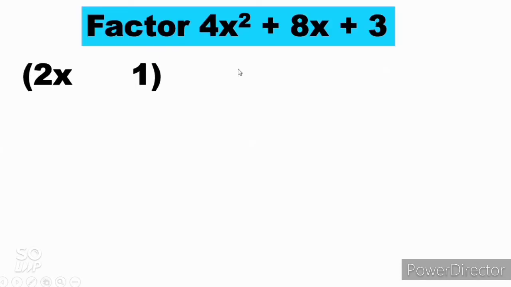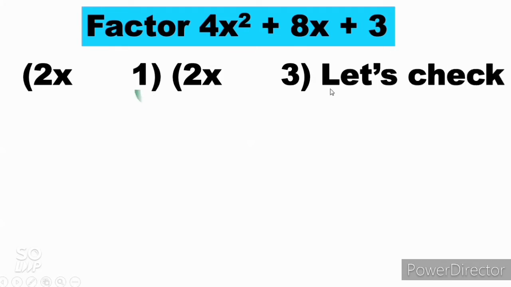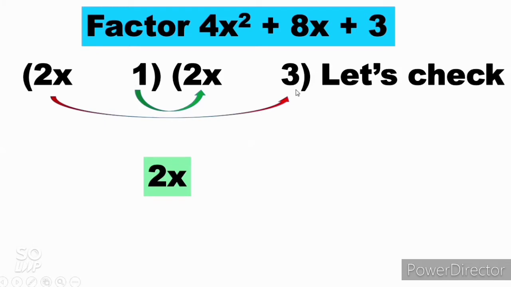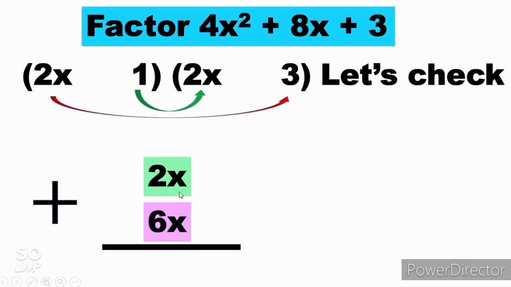Okay, so paano natin kukunin yung middle sign ng bawat factor? Ano kaya yung sign na ilalagay natin? Okay, para makuha yung sign ng dalawang factors natin, check natin yung middle term. Okay? So, imumultiply natin yung 1 times 2x. The answer is 2x. Then, 2x times 3, the answer is 6x. And then, i-add natin yung dalawa, yung 2x at saka yung 6x.